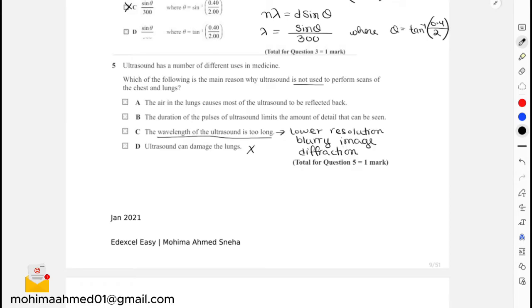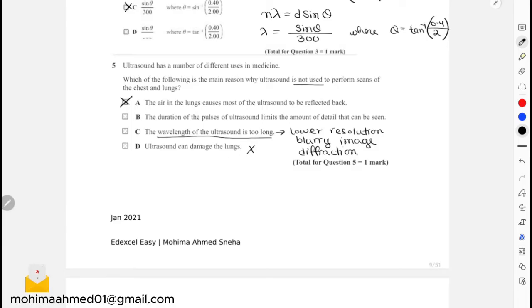That means the only answer over here is option A, that air in lungs will cause most of the ultrasound to be reflected back. So over here, option A is your correct answer. Right. Now, to be honest, when I started working this, I had no idea that air would cause higher reflection. I really do not have any idea for that. But I understood the idea by cancelling out the other statements over here.